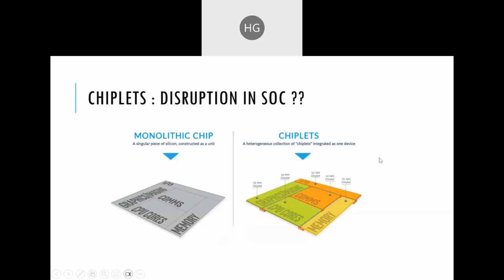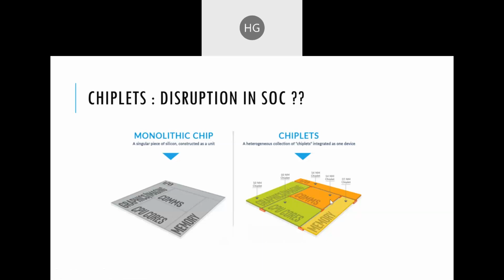So in chiplets, you integrate different products on a single platform. But now the silicon is not a single silicon. They are different substrates now. Each block is different and has a different process of formation. You can have different technology scaling also, like the size. Some chips are 10 nanometer, some are 14 nanometer. You use different chips, a heterogeneous collection.